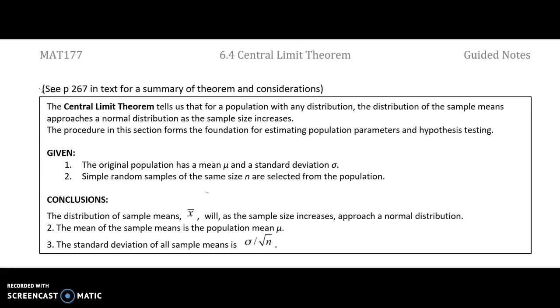Hello, in this video, we're going to talk about the central limit theorem and its applications. You can follow along using your 6.4 central limit theorem guided notes. And it also goes along with section 6.4 in your textbook.